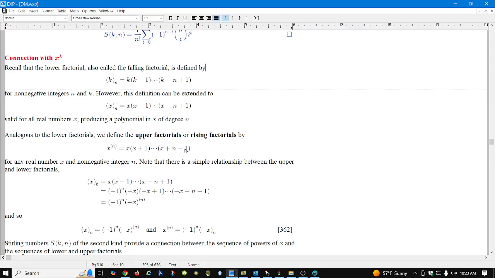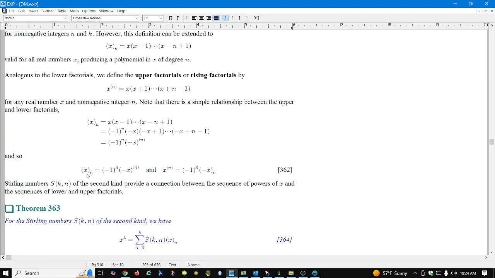There's actually a simple relationship between the upper and lower factorials. x lower factorial n is this. If we factor out a negative sign from each factor, negative 1 to the n, we have negative x plus 1, and so on. It looks like this. So we can connect the lower factorials with the upper factorials in both directions. Okay. I'm going to use this once later on. Other than that, it's not critical for us.